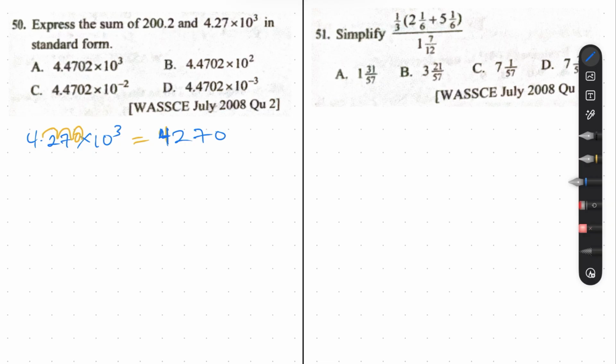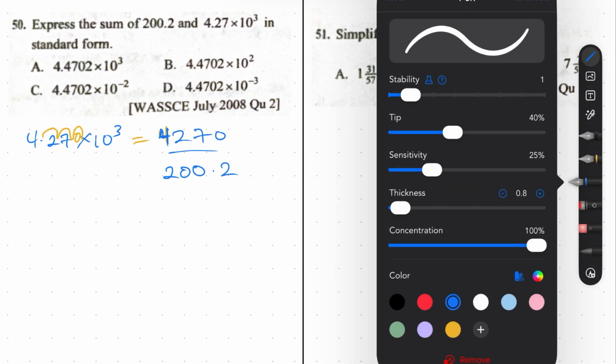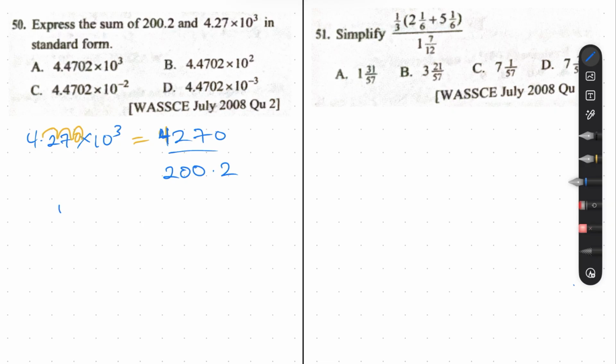Okay, so now we add this to 200.2. This is easy, right? So let's add it. 4, 2, 7 point. Let's add 0.0. The same thing, so that we can add it. 200.2. So the answer is 2 here. Then we have 0, 7, 4, 4.